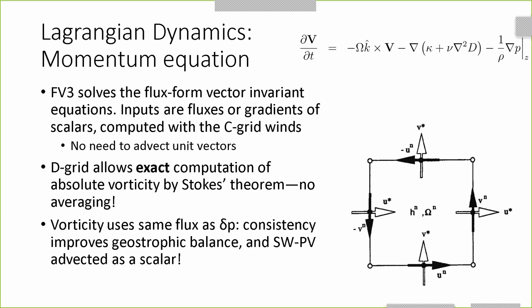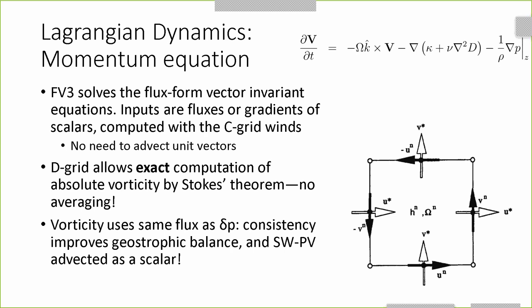We can then compute the fluxes of vorticity, and then do a little bit different for the kinetic energy, but it actually turns out to be very similar. I'll describe that in a moment. As I mentioned, the D-grid allows an exact computation of absolute vorticity, and this becomes very powerful. In previous applications, we were doing motions that are very much governed by shallow water potential vorticity, for instance. We're computing the flux of vorticity to advance the momentum equation.